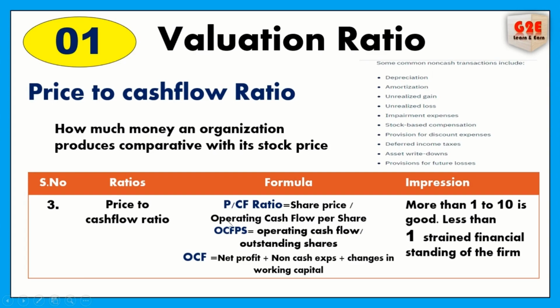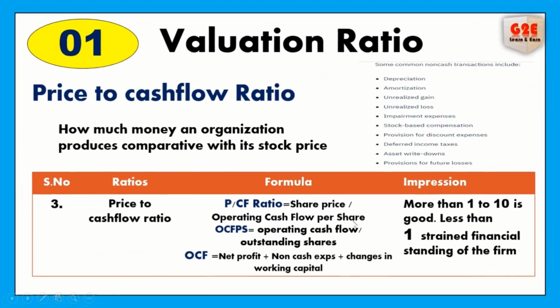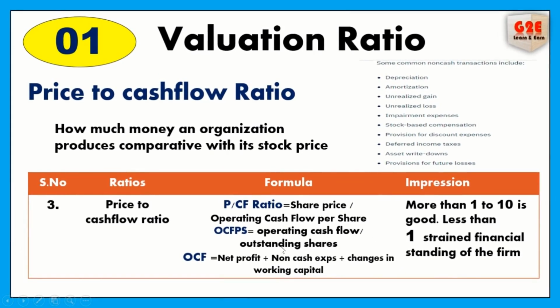For operating cash flow, how will you calculate? Operating cash flow per share you can calculate as operating cash flow divided by outstanding shares. And how will you calculate the operating cash flow? Net profit plus non-cash expenses plus cash changes in working capital. Working capital, normally people know, is the day-to-day expenses the company will meet.